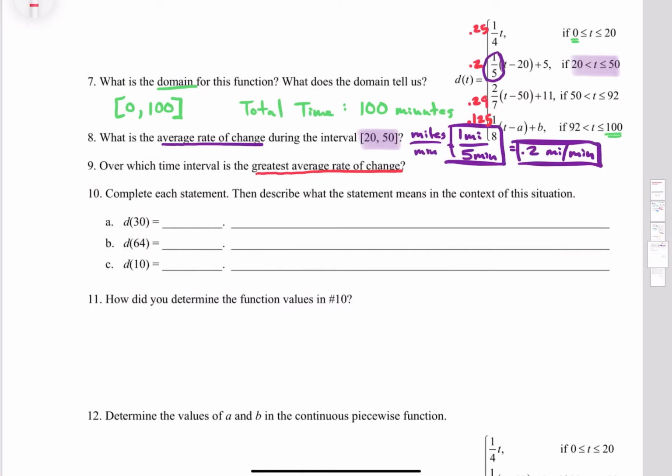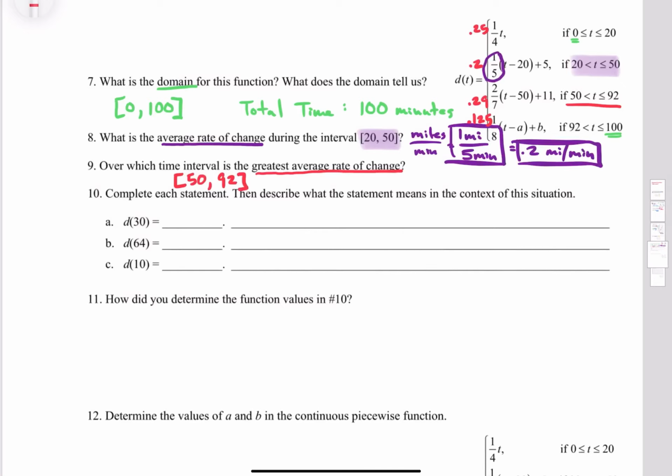So the largest slope in this particular case is going to be that third piece here. So this third piece is our largest slope, which means it is between the minutes of 50 and 92. So between 50 and 92 minutes, we have the largest slope, or the greatest average rate of change, of 0.29 miles per minute. All right, let's take a look at number 10.